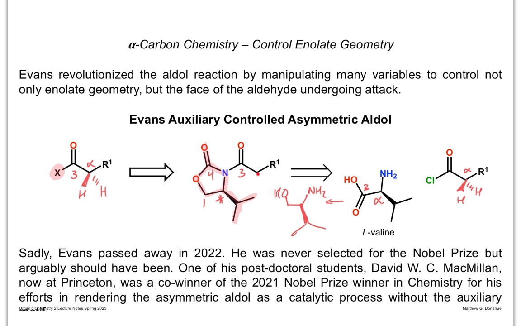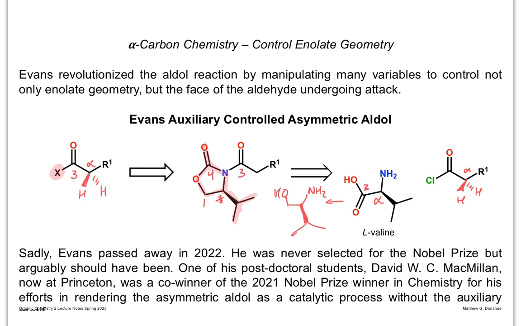So here's your alpha carbon. For every reaction that you do, it has to incorporate that auxiliary, so it's stoichiometric. So that's a cost. Nowadays, people can run these reactions where that sort of auxiliary is its own catalyst, and you don't need it in a stoichiometric amount.